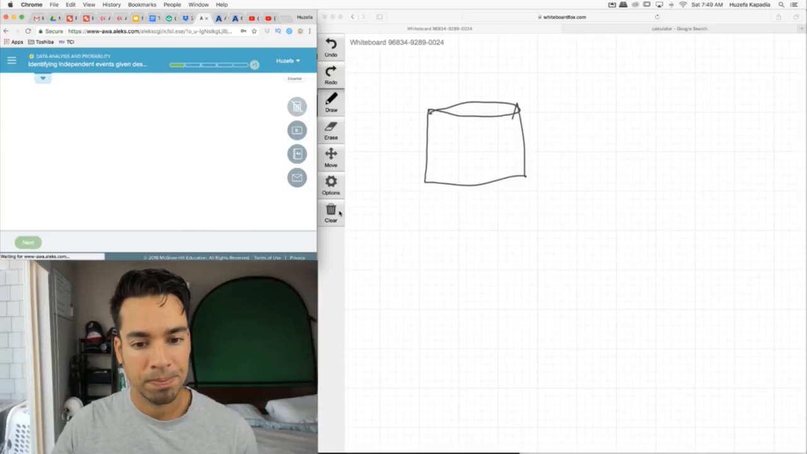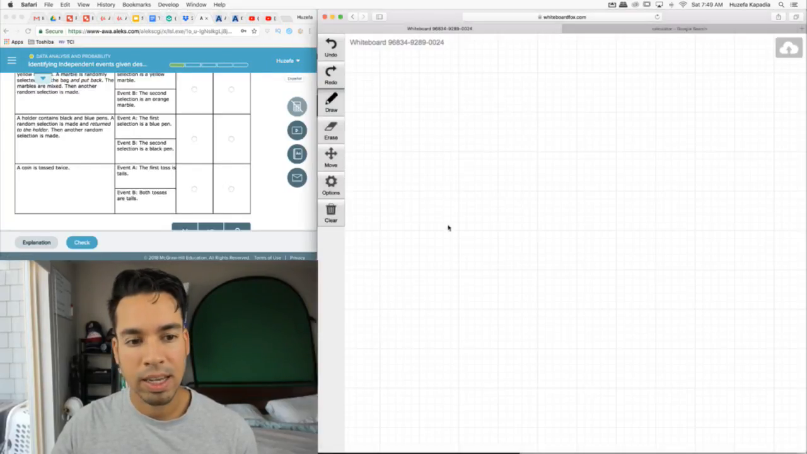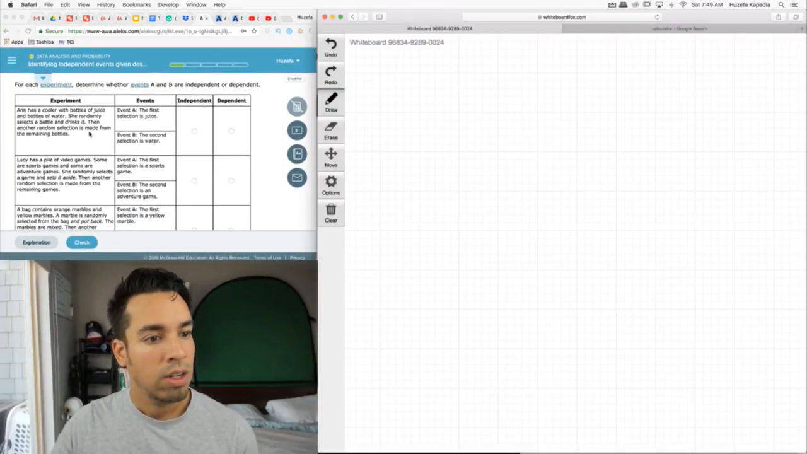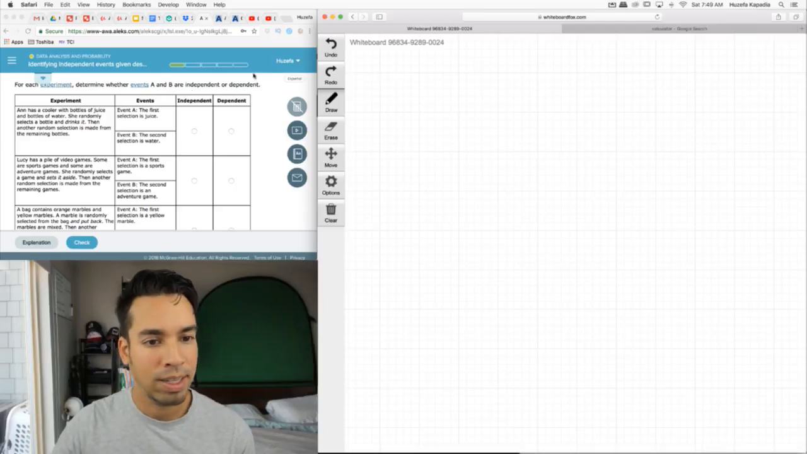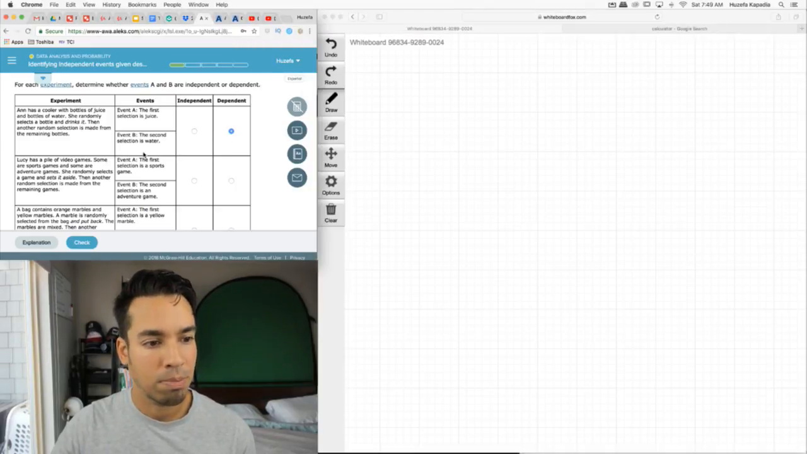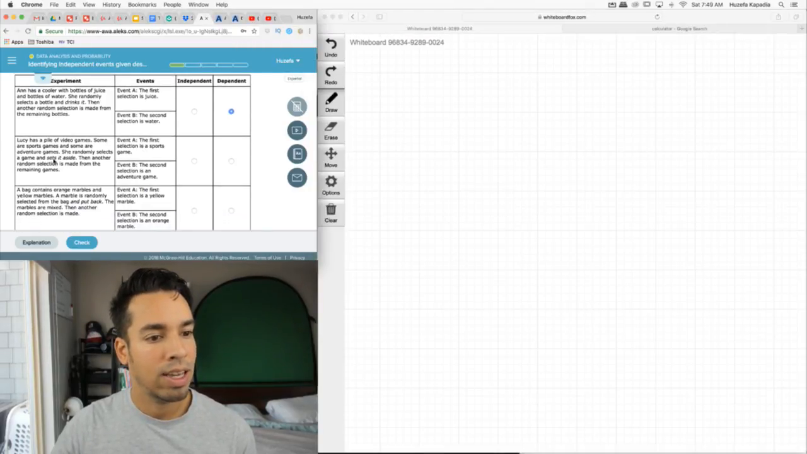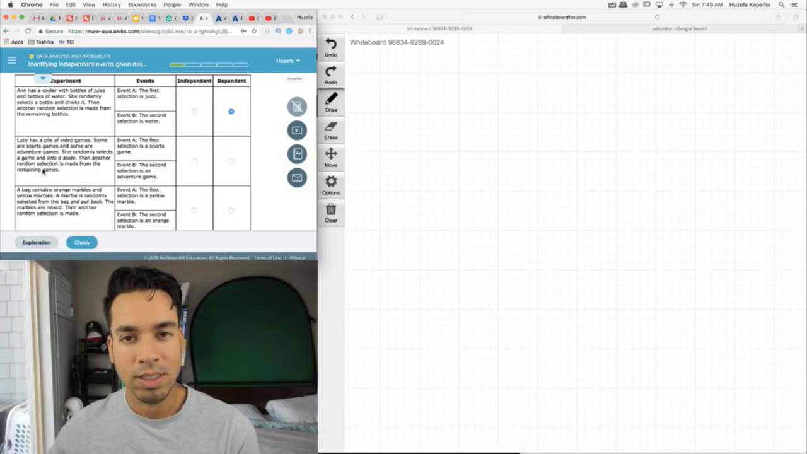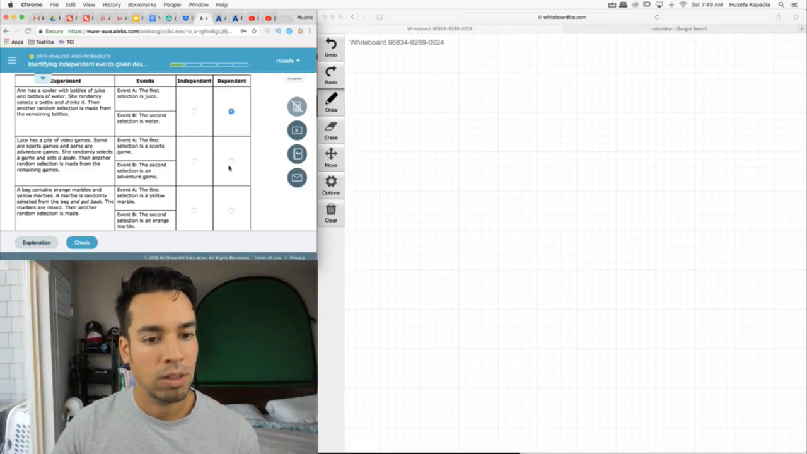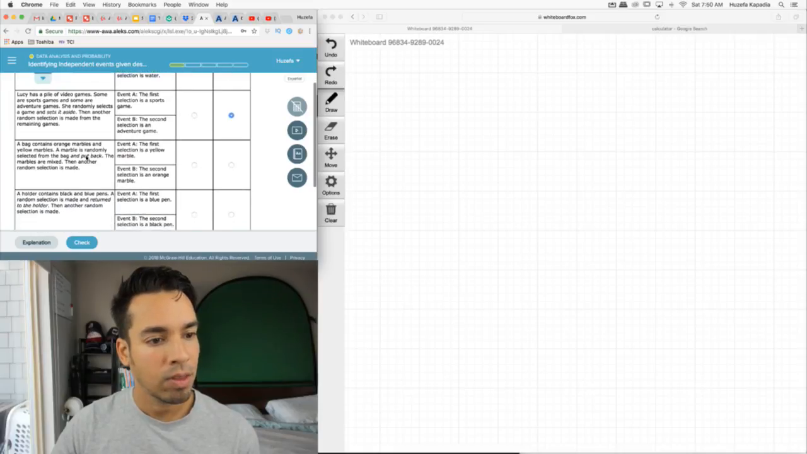Let's go to the next one. Now I'm going to be looking for that key language, and we're going to go a little faster. She randomly selects a bottle and drinks it. Again, whatever is taken is not being replaced. If it's not being replaced, these are dependent. Randomly selects a game and sets it aside. Then we make a selection from the remaining games. Set to the side meaning it's taking it out of the sample set. So it's not replacing, therefore these are dependent.